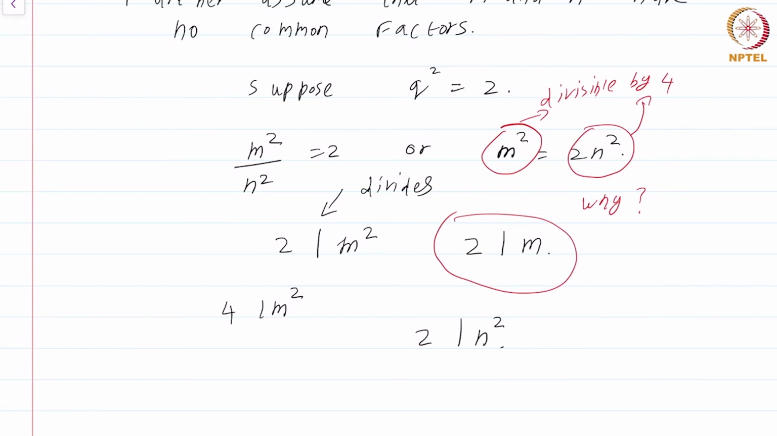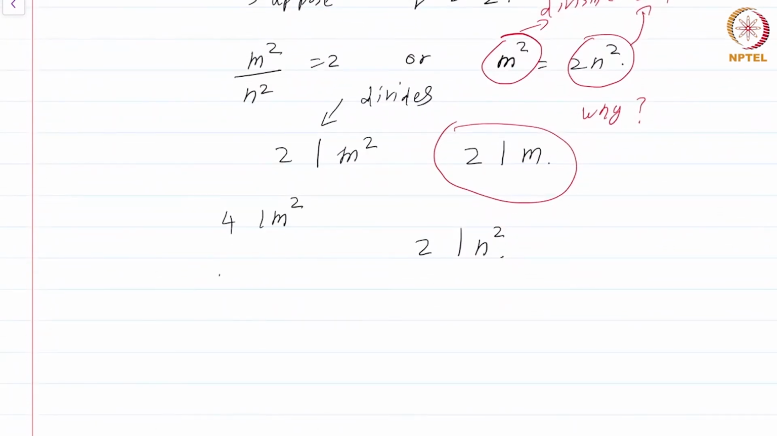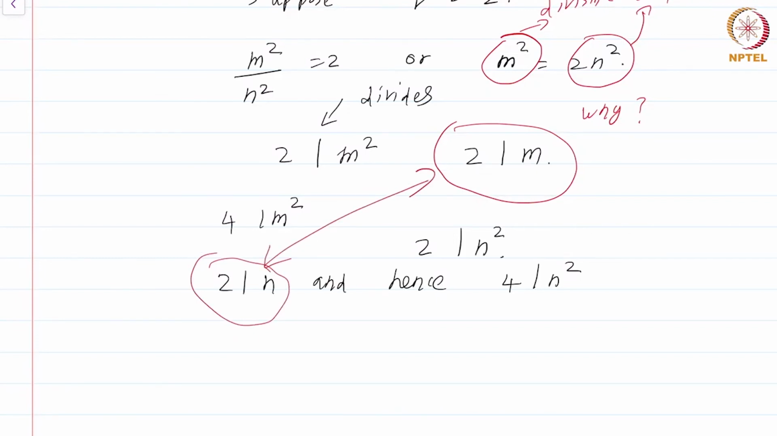Because 2 divides n squared, by the same logic, 2 divides n and hence 4 divides n squared. This is actually not going to be useful in the proof. All I need is that 2 divides n, but I'm just making that remark. But that means 2 divides m and 2 divides n as well. What is the upshot of all this? 2 is a common factor for m and n.